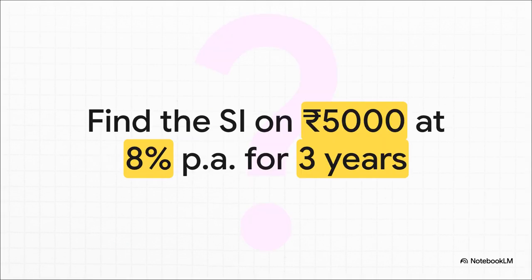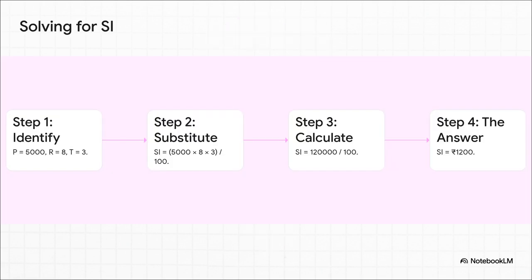Okay, theory is one thing, but let's put this master key to work. Let's take a look at a really classic problem. Say you've got a principal of 5,000 rupees, a rate of 8% per year for 3 years. So, how do we crack this? It's literally as easy as plugging in the numbers.